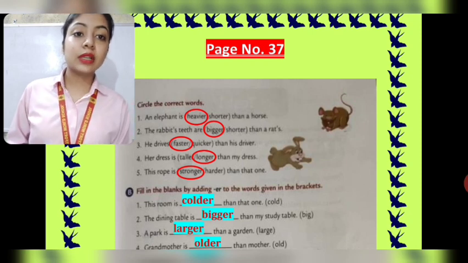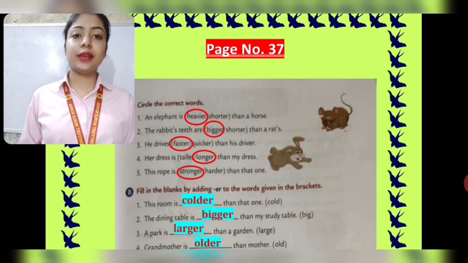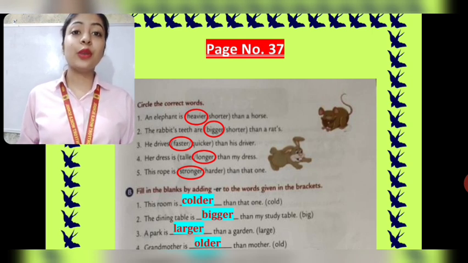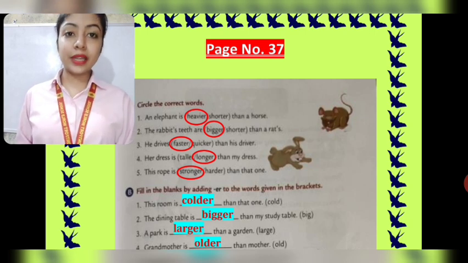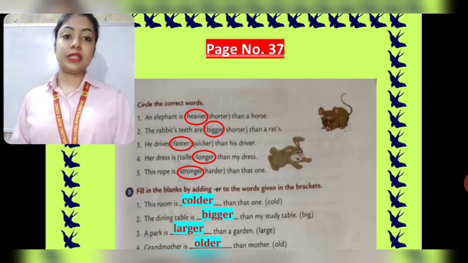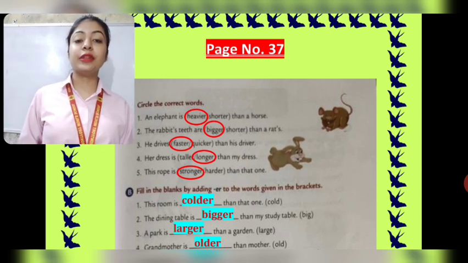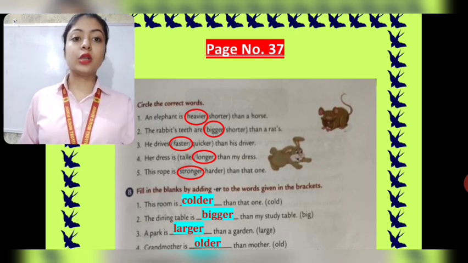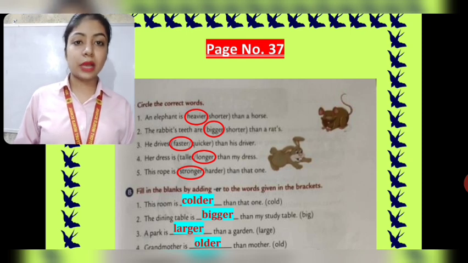He drives dash than his driver. He drives faster or quicker. Driving we are doing faster or quicker, students. We are doing fast. So it will come faster because we are using here comparative adjective. Faster. Her dress is dash than my dress. Taller or longer? Dress is always long. With dress we use the word long. So here it will come longer because we are using comparative adjective. Her dress is longer than my dress.